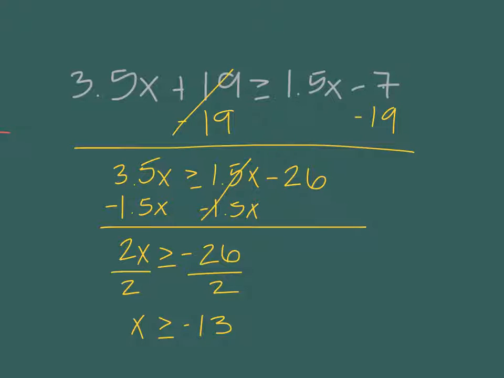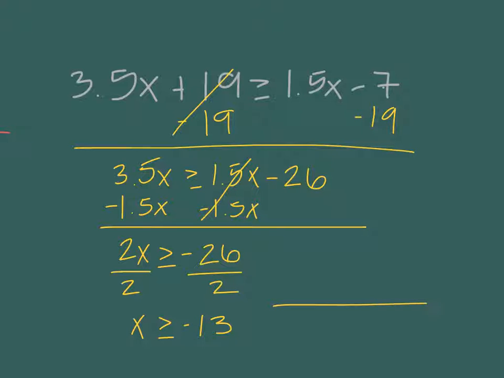If you haven't noticed, up until now, I didn't flip the sign. And the reason why I didn't flip the sign is because I didn't multiply or divide by a negative. I added or subtracted. So it's a different thing, okay? So if I multiply or divide by a negative, flip the sign. If I don't multiply or divide by a negative, I don't flip the sign. So my solution set is x greater than or equal to negative 13.